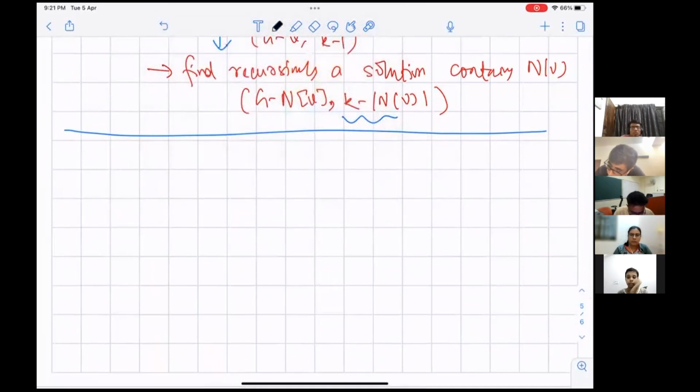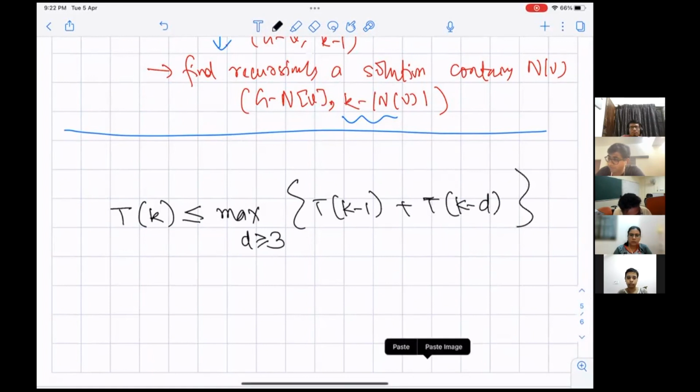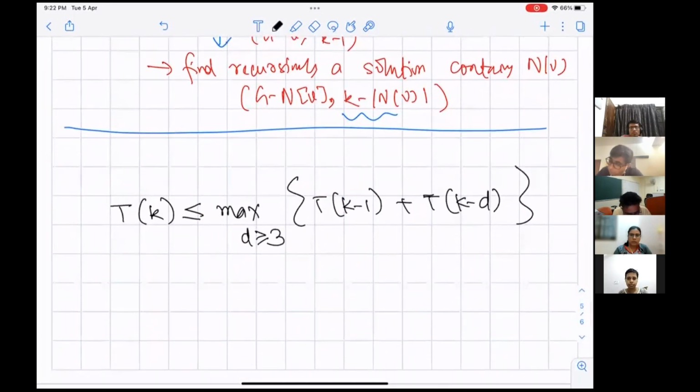So now if I write a recurrence, the recurrence is governed by this. T of K is max over D greater than or equal to 3 of T of K minus 1 plus T of K minus D. Is this fine? Right? So think of this. Somehow we can show that this is upper bounded by this, because imagine the search tree.